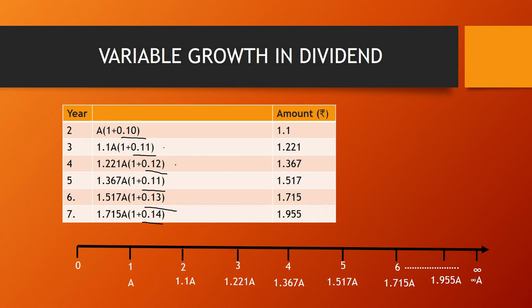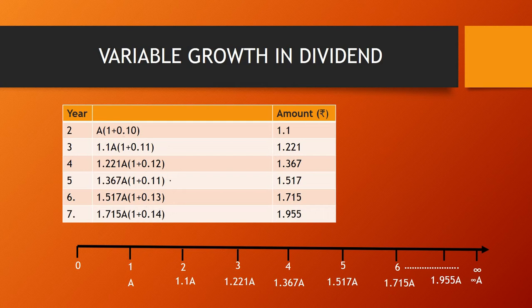Or maybe in the fourth year you are getting 10%, but in the fifth year your growth rate is changing. That means the percentage by which the dividend is increasing is changing. It can be 11%. Whenever we are talking about constant growth rate, it means throughout the life of the share, the growth rate is constant. It's not changing. That means the constant is for infinity.